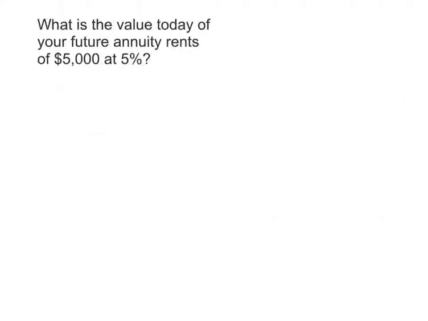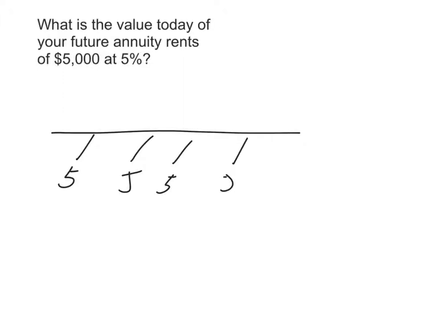This is a slightly different problem. What's the value today of the future annuity rents of $5,000 at 5%? So what you end up having is you're going to be getting these rents of 5,000. In the last problem, we wanted to know how much they were worth at this end. We don't want to do that now. We want to know what they're worth today. So that's the present value.